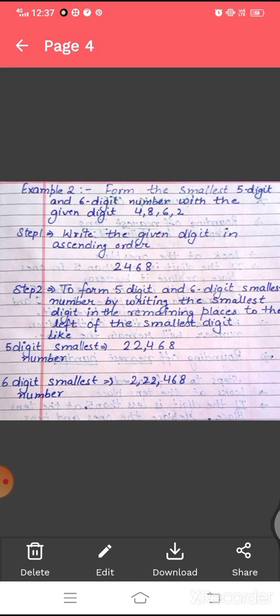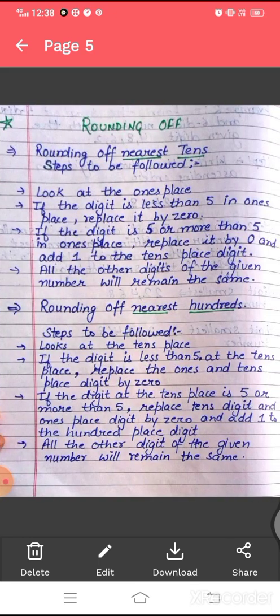Like 2, 4, 6, 8 is already there, a 4-digit number, but we have to make it a 5-digit number. We have to repeat the smallest digit and place it at the left of the smallest digit. So 2 is the smallest digit, and at the left side of the 2 we will write 2 again. So the 5-digit smallest number is 22,468, and the 6-digit smallest number is 2,22,468.